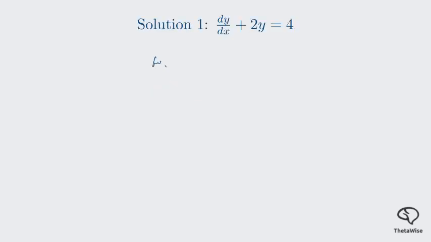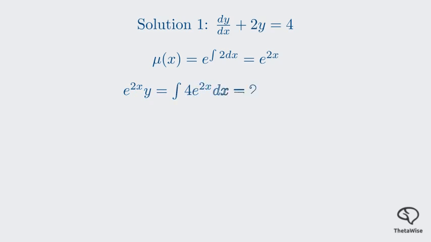For the first problem, the integrating factor is e to the 2x. Multiplying and integrating gives e to the 2x times y equals 2 times e to the 2x plus c. Solving for y, we get y equals 2 plus c times e to the negative 2x.